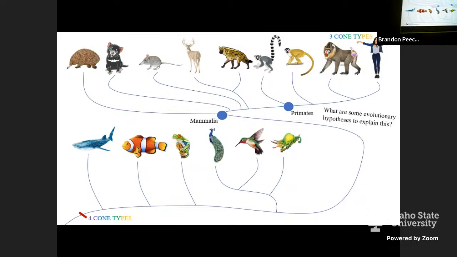Talk to your neighbors. What are some evolutionary hypotheses to explain this distribution of characters? What I'm really looking for is for you to say, I'm going to make a red mark on the tree where I think something happened. And I don't want you to explain anything. There's 4 ancestrally, and you and the baboon have 3.